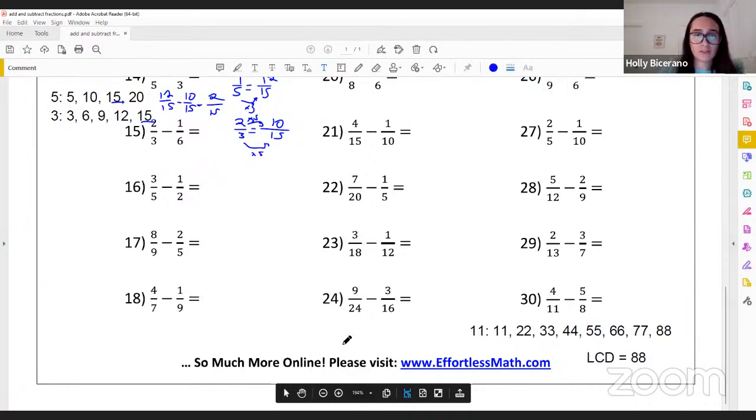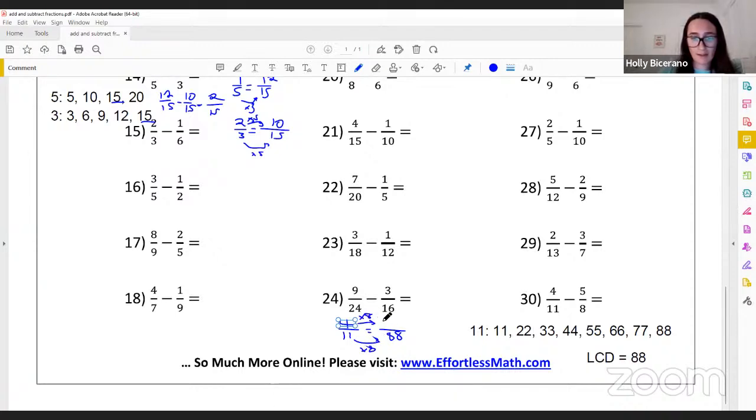And so we rewrite each fraction. 4 over 11 equals blank over 88. Multiply by 8 on the bottom. And so then we also multiply by 8 on the top. And that gives us 32 over 88. Same thing with 5 over 8. 5 over 8 equals blank over 88. So we multiply by 11 on the bottom, which means we have to multiply by 11 on the top. Gives us 55 over 88.